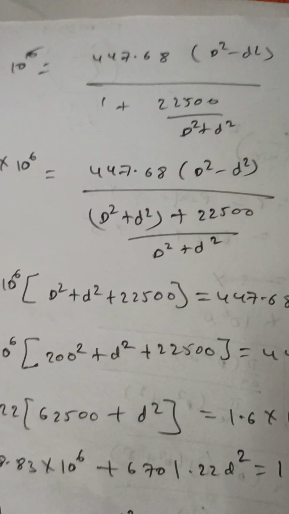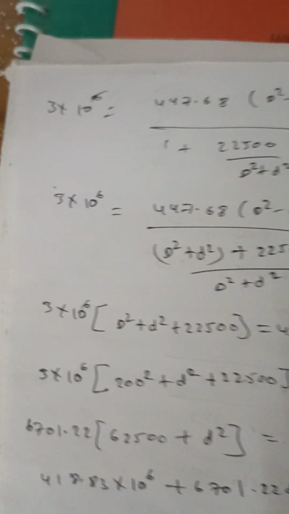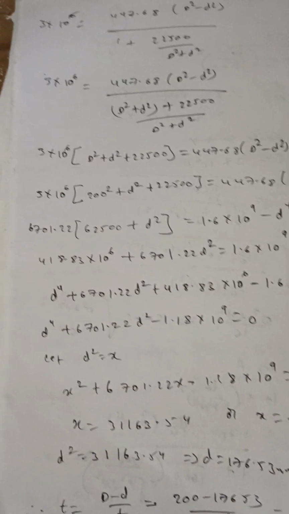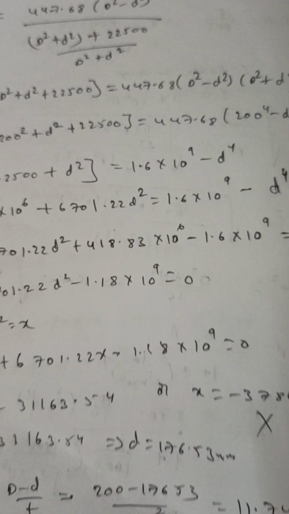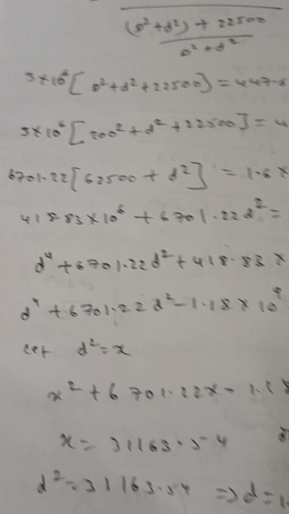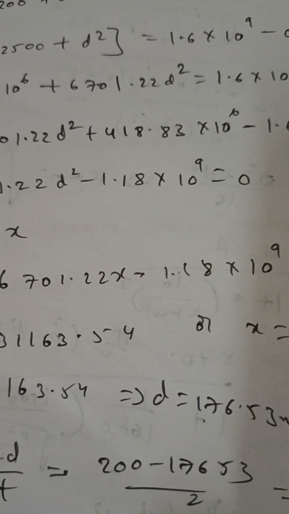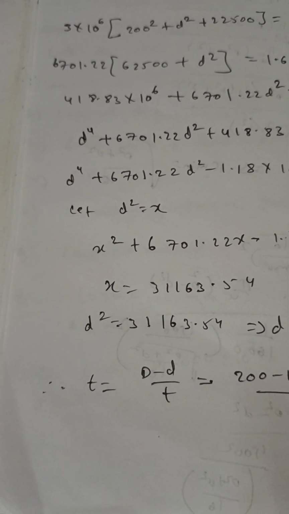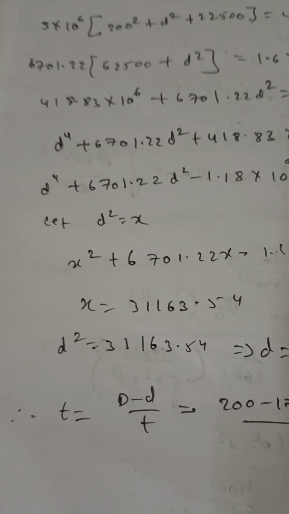If we simplify it, we'll get this one. In the next step, D square plus d square we are taking here, simplifying it, and taking to the left side we will get this one. Then substituting capital D values in this step and simplifying again, finally we will get this equation, d power 4 plus 670.1. Now we are substituting d square equal to x. Then we can write x square plus 670 into x minus 1.